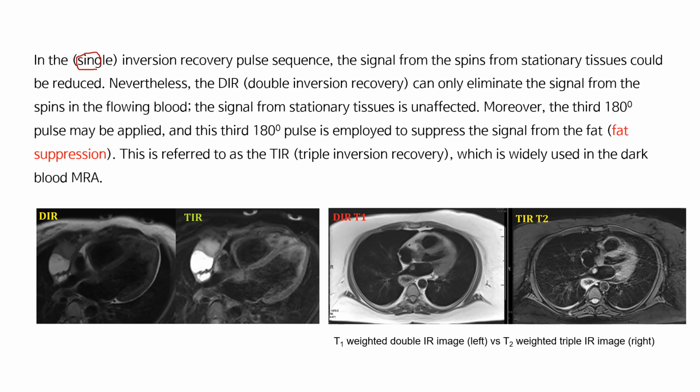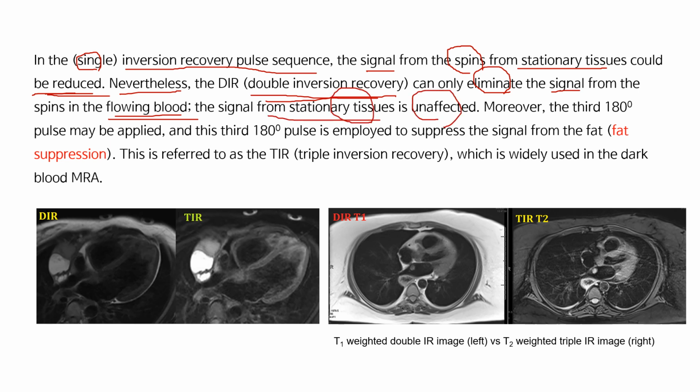In the single inversion recovery pulse sequence, the signal from the spins of stationary tissues could be reduced. We already discussed this. However, the double inversion recovery pulse sequence can only eliminate the signal from the spins in the flowing blood. The signal from the stationary tissues is unaffected.